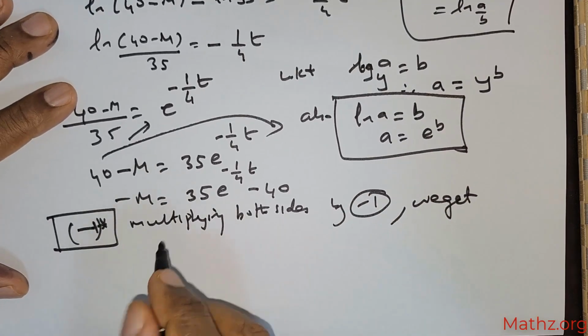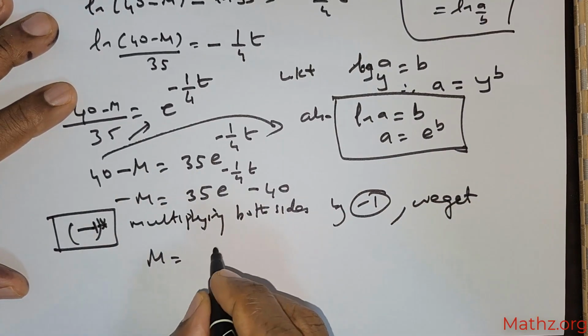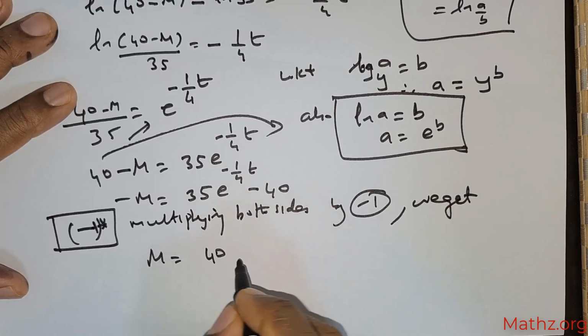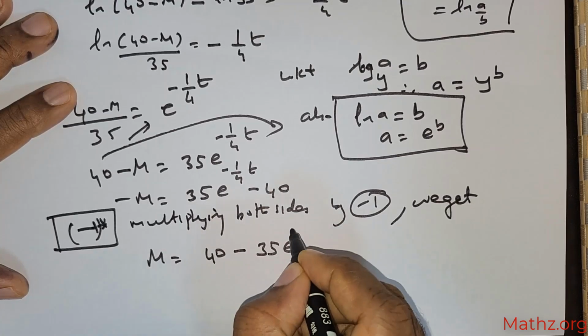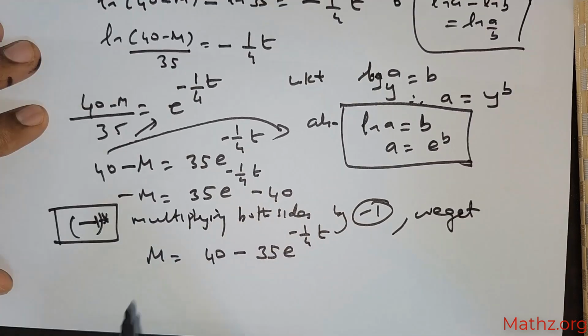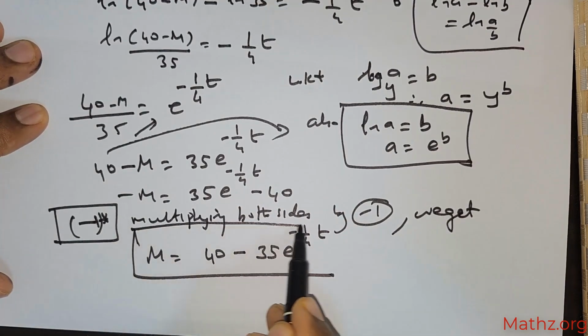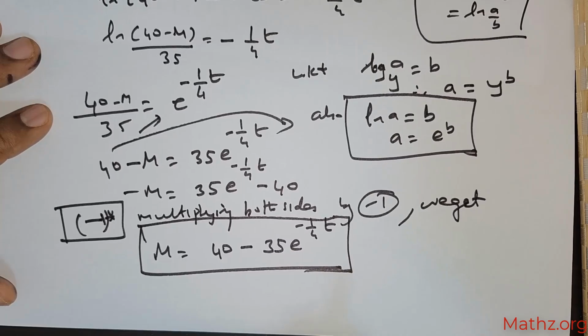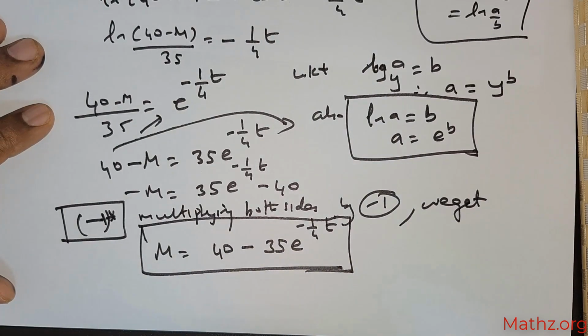So what do we get when you multiply? You get m is equal to, I'm writing this as, first 40 minus 35 times e raised to the power of negative 1 over 4 times t. And that is a good place for us to box the result. So that's the end of this particular question. We move to the next one.